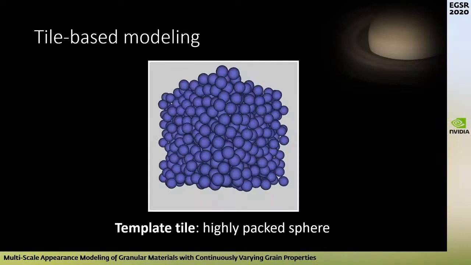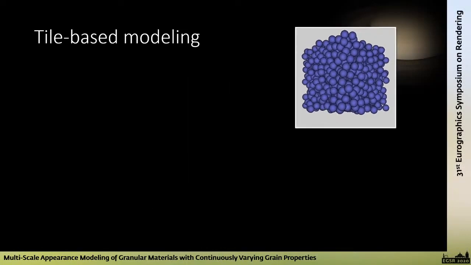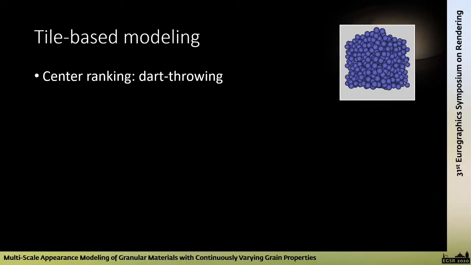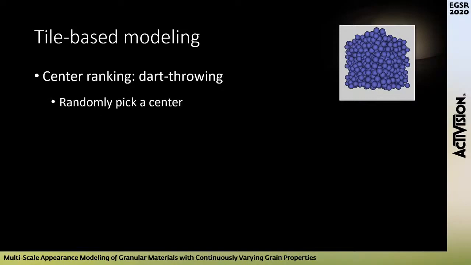The core of our tile-based model is a template tile, which stores a fixed number of highly packed spheres without any overlapping. To support various grain size and number for a given tile, the centers of spheres in the template tile are ranked using a dart throwing based technique. To be specific, given the n pre-generated center locations, a random one is chosen at the beginning.